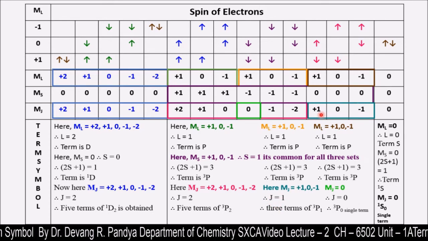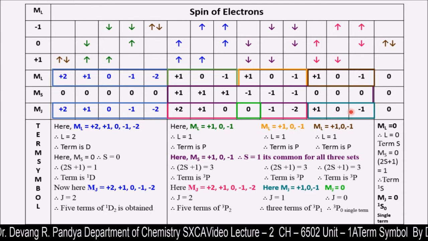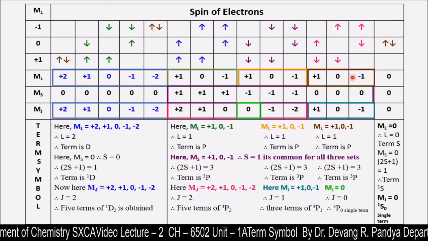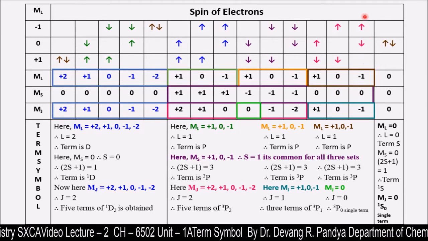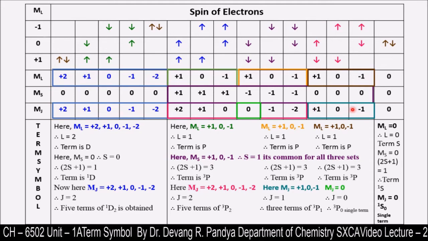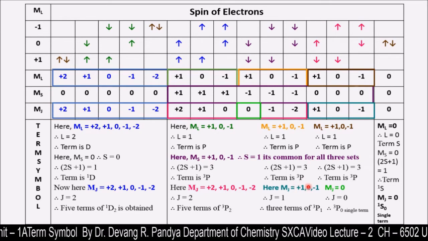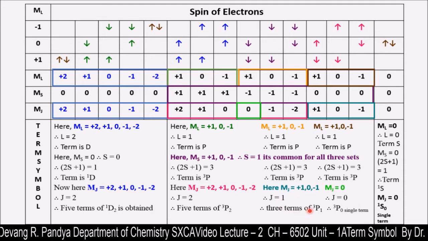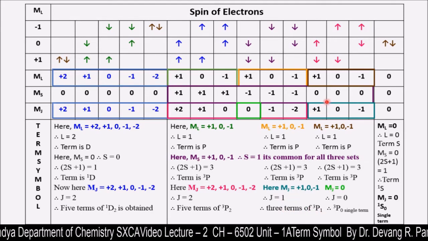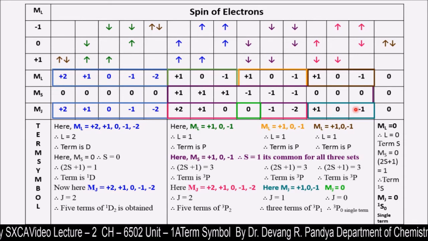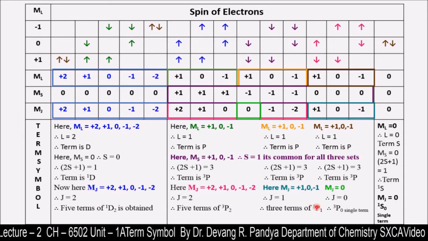For this term, 3 microstates, 1 2 and 3, one arrangement, second arrangement and third arrangement. For that we have J value +1 0 -1, so J is equal to 1. The 3 terms of triplet P1 should be assigned to this and this microstate, the 1 2 and 3 microstates, triplet P1 should be assigned.